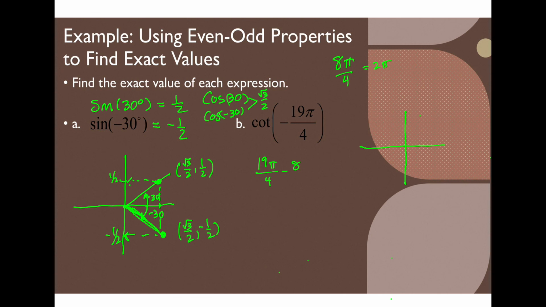If I take away 8 pi over 4, that gives me 11 pi over 4, which I can still take away another 8 pi over 4, and that leaves me with 3 pi over 4. So this will be my angle that I can use rather than the negative 19 pi over 4. In fact, we can put these as equal. They would have equal outcomes. This is equal to the cotangent of negative 3 pi over 4.